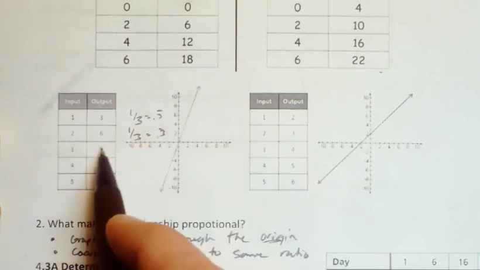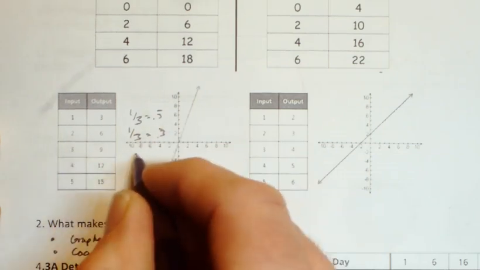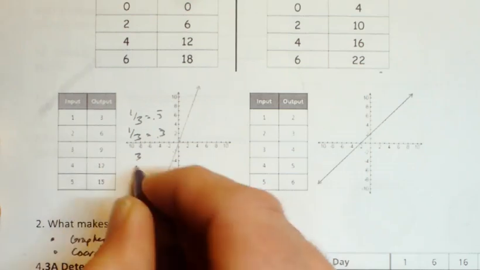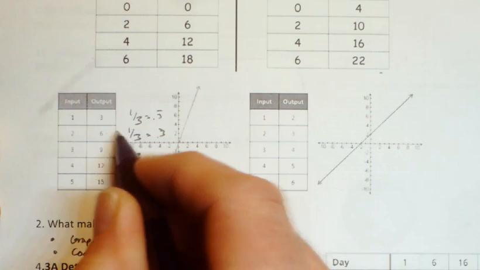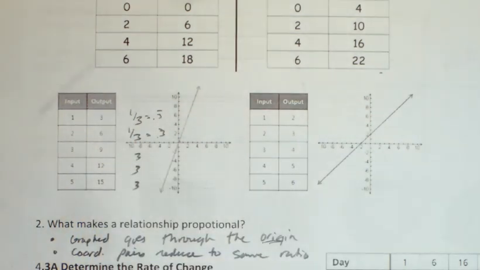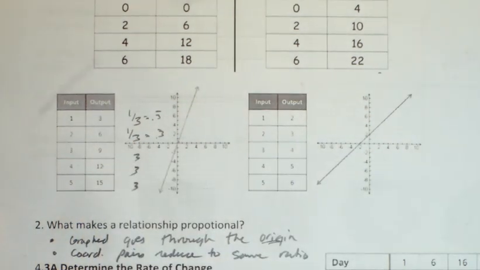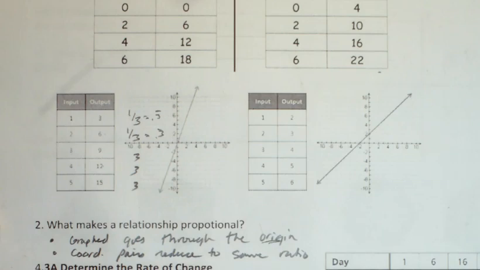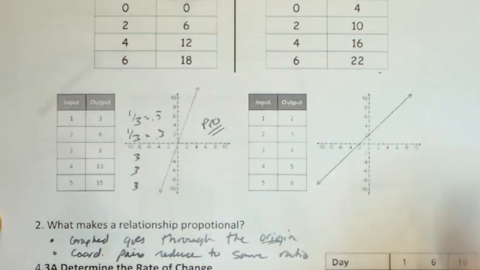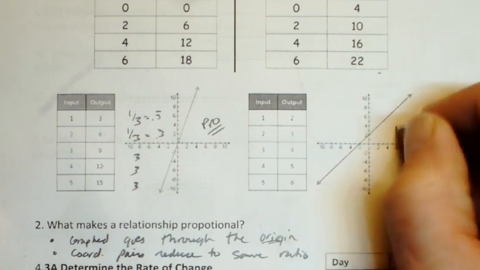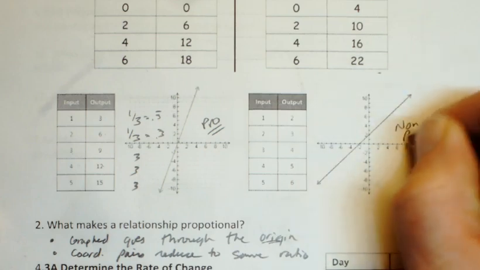And you can do it this way too. 9 divided by 3 is 3. 12 divided by 4 is 3. 15 divided by 5 is 3. 18 divided by 6 is 3. 3 divided by 1 is 3. So that's a consistent ratio of 3 to 1 or 1 to 3, depending upon how you look at it. So this guy here is proportional. This one here, it doesn't go through 0, 0. This is non-proportional.